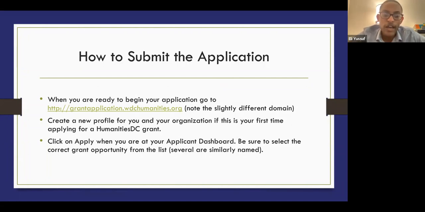And then you can click on apply when you're at the applicant dashboard. There'll be a list of grant opportunities available for you. You can select Youth and Humanities there. And of course, be sure to select the correct grant opportunity.